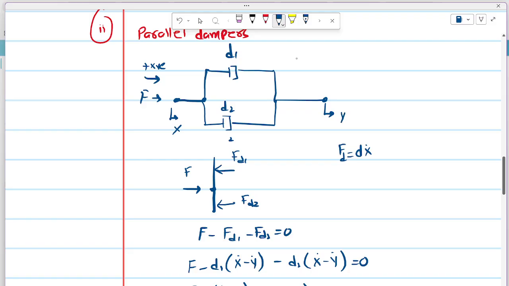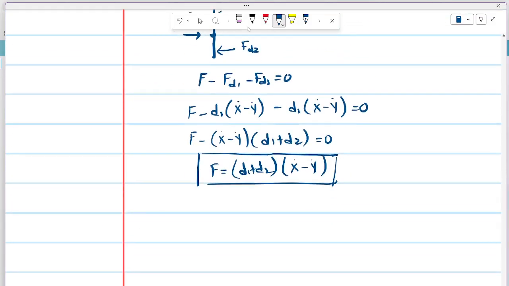So this is how you can write down the equation of motion for the dampers in parallel, and I would like you to try to find the equivalent coefficient for the dampers in series. Maybe we can try one. So yeah, you can write this one as the equivalent damping.